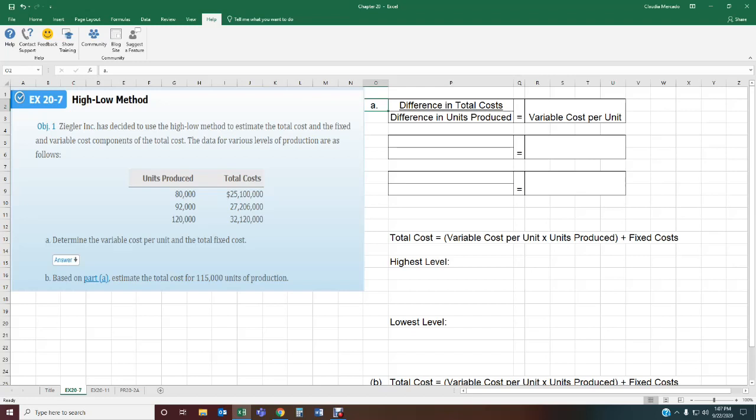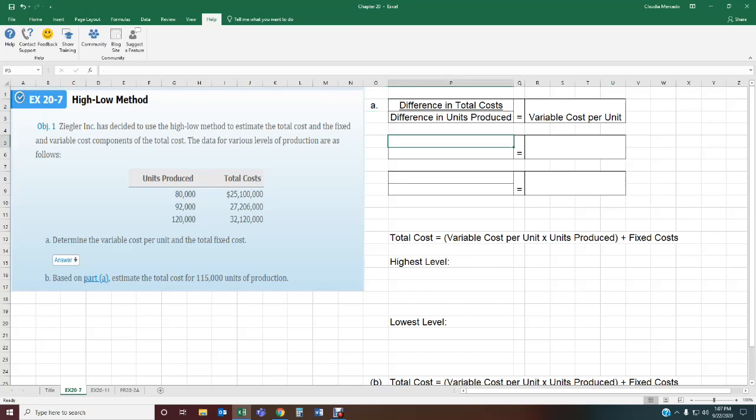To be able to calculate, the first component that they want us to do is the variable cost per unit. To calculate our variable cost per unit, we're going to get the difference in total cost divided by the difference in units produced. And we are using the high-low method. So it's going to be the difference in total cost between the highest and the lowest, and then the difference in units produced, the highest and the lowest.